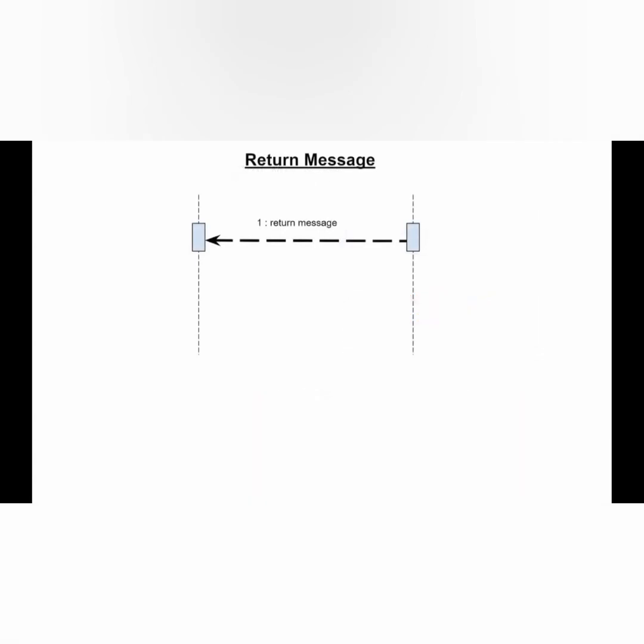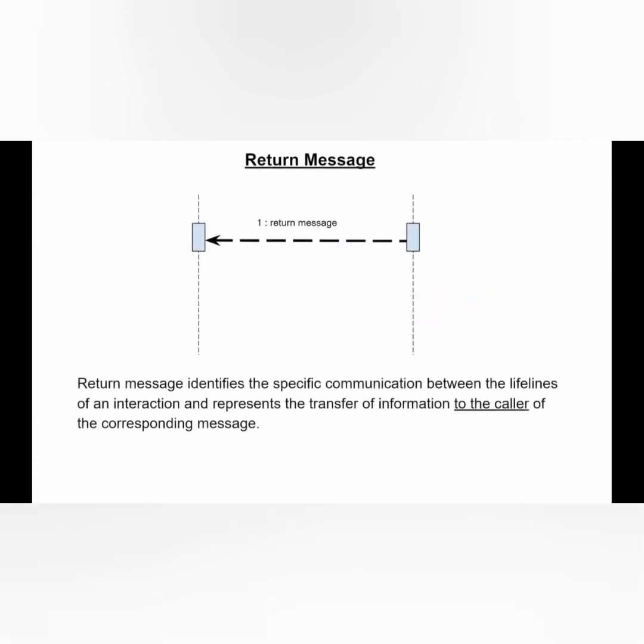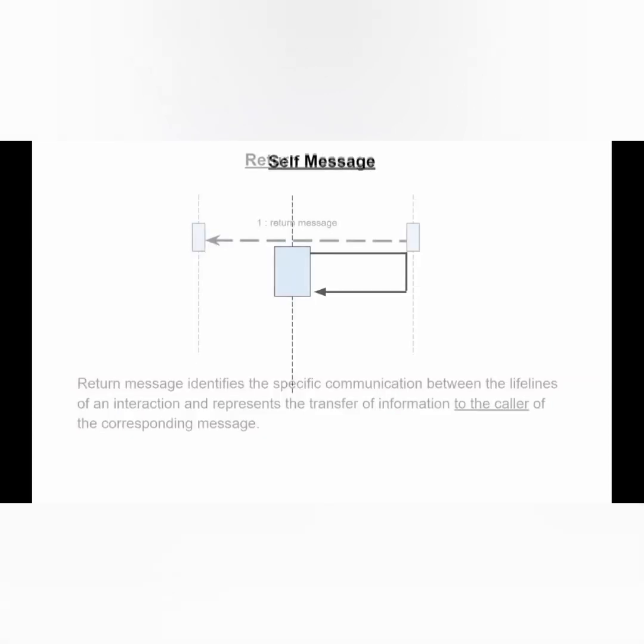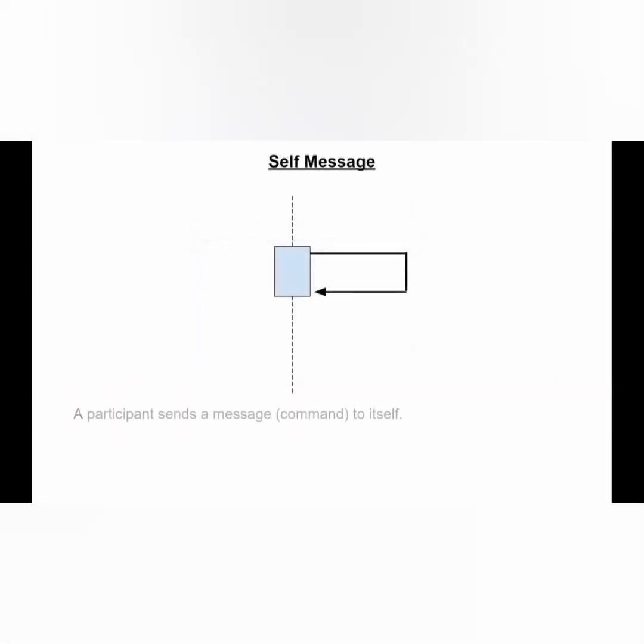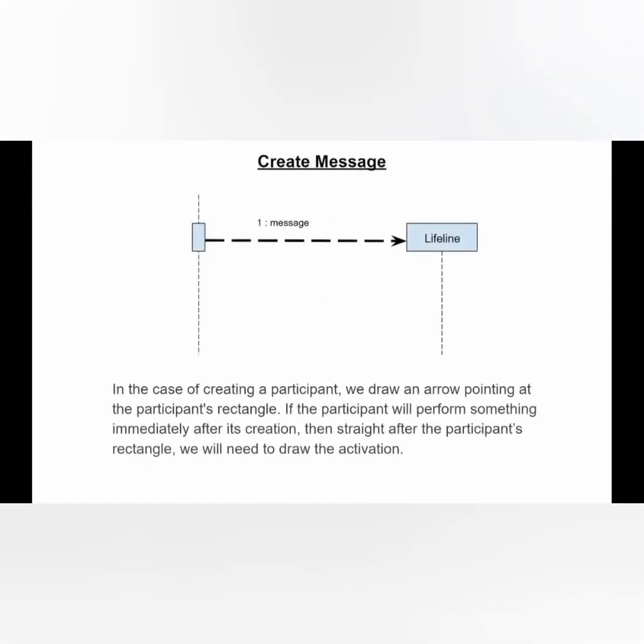Return message. Return message identifies the specific communication between the lifelines of an interaction and represents the transfer of information to the caller of the corresponding message. Self message. A participant sends a message or command to itself. Create message. In the case of creating a participant, we draw an arrow pointing at the participant's rectangle. If the participant will perform something immediately after its creation, then straight after the participant's rectangle, we will need to draw the activation.